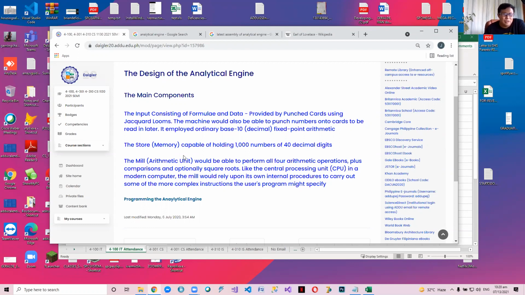Now, the mill was then called the arithmetic unit later. Nowadays, if you have the store and the mill together, we will call them the CPU. The mill is the one which processes the formulas. It can do operations such as addition, subtraction, and square roots. Any questions? Okay.